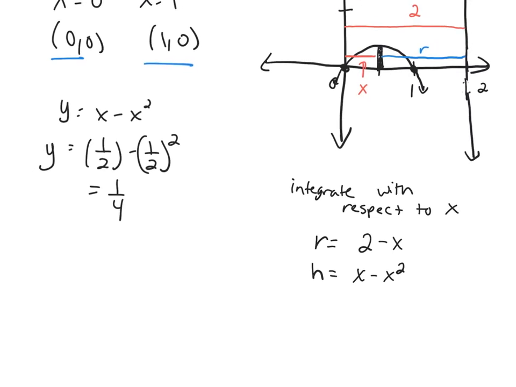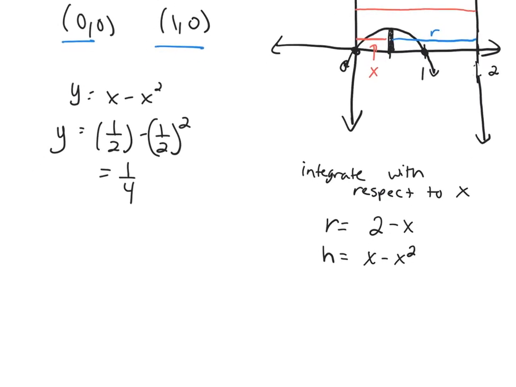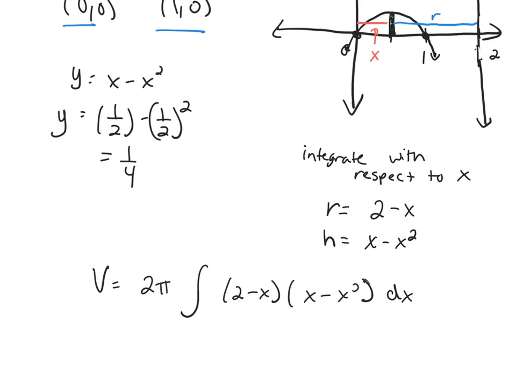So when we were doing cylindrical shells, our volume, it's 2 pi, the integral of R, which is 2 minus x, times H, remember, think circumference, 2 pi r, and then h is the height, and the dx represents my thickness. And now I need to know what bounds go here. So what are my bounds on this integral going to be?